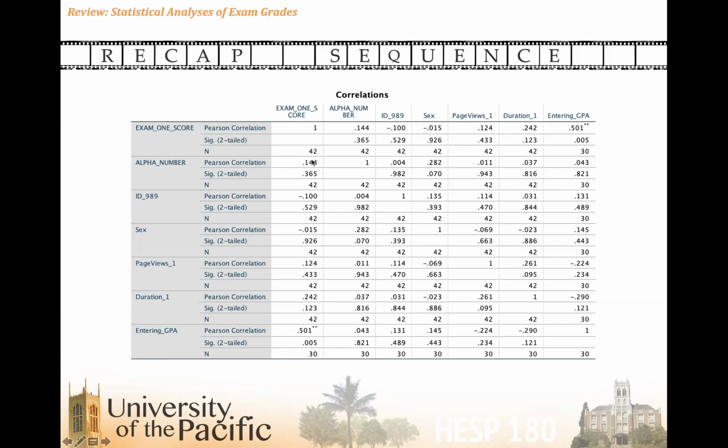It's an R. You report it as R equals, like for the entering GPA, R equals 0.501, significance is P equals 0.005. Now, if it's something like sex, it's coded as 0 and 1, males and females. That would be a point biserial correlation is what you call that. You don't call it a Pearson correlation coefficient, although that's what it says. You call that a point biserial, where you have ratio or interval, right? So exam one score, entering GPA, something like that, correlated with a dichotomous variable, a binary, sex.